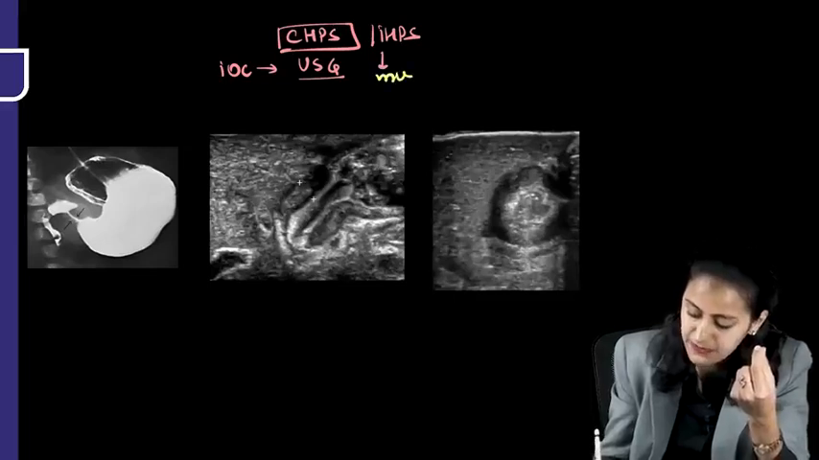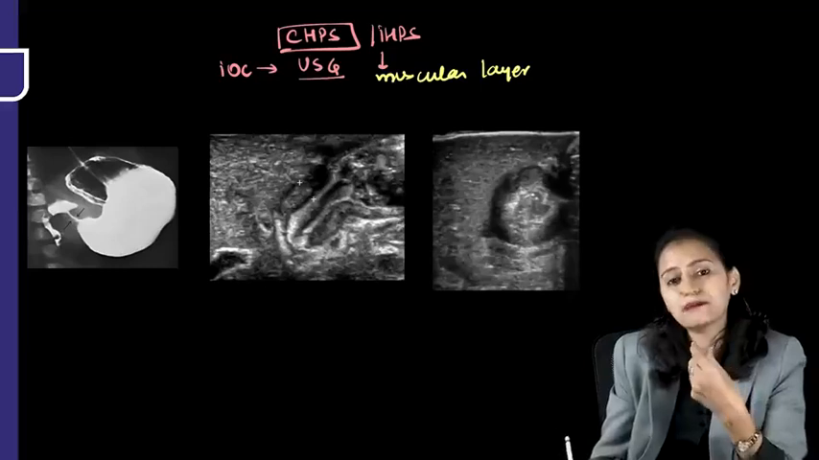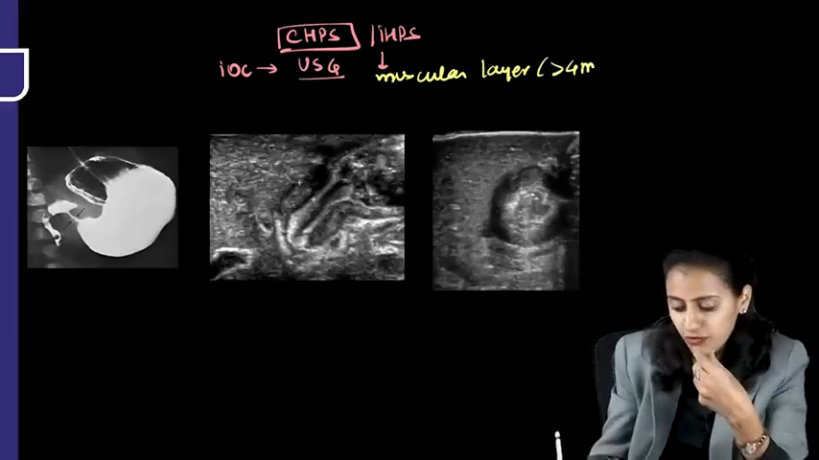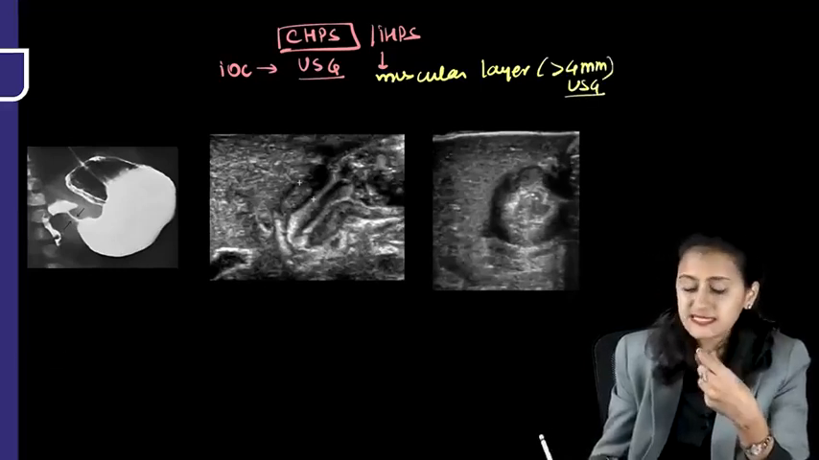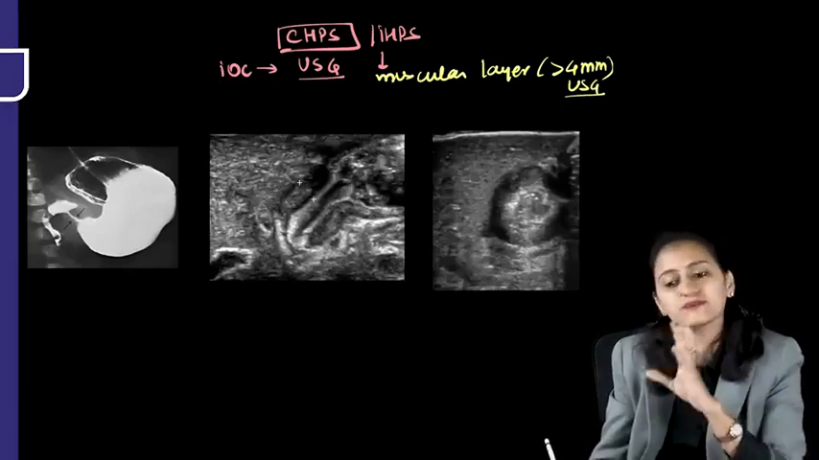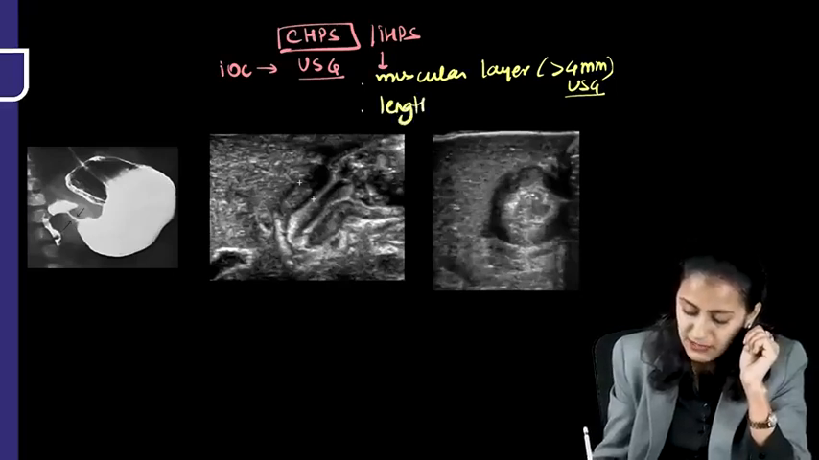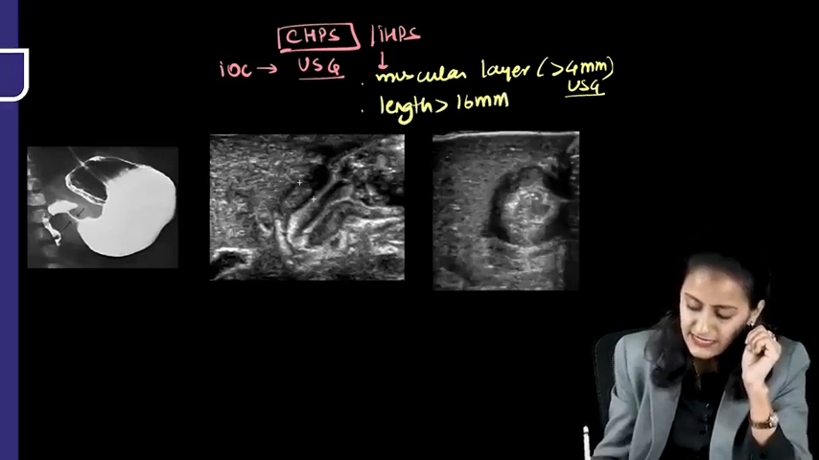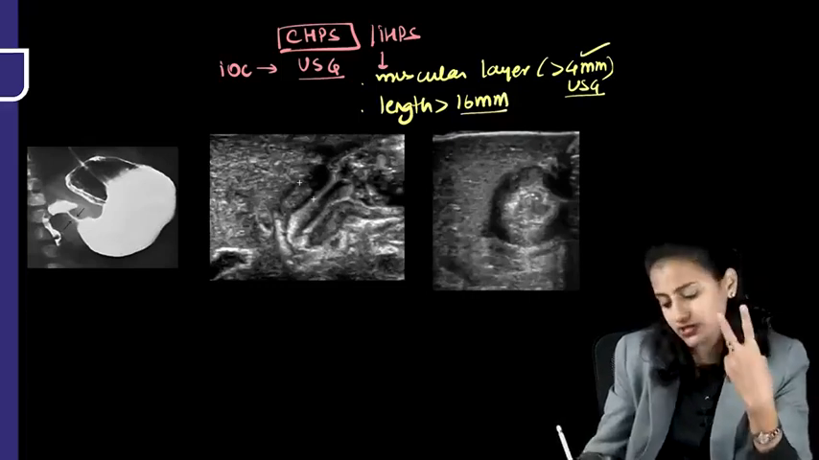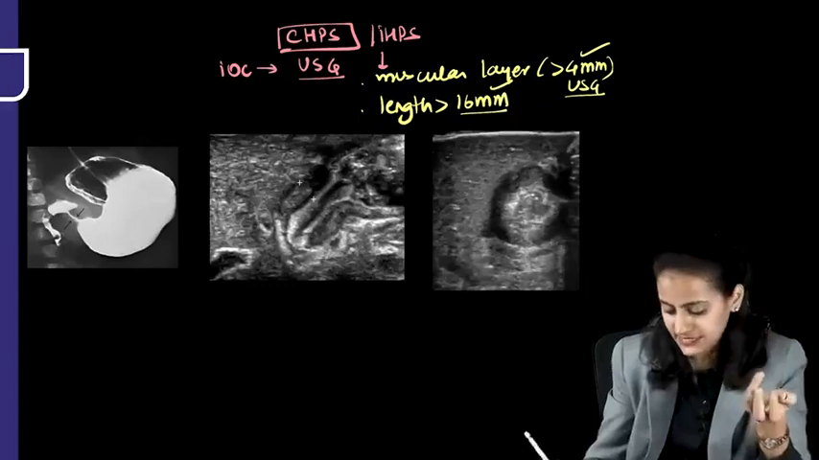Hypertrophy of what? The muscular layer of the pylorus. How do we prove that? By measuring the thickness more than 4 millimeters. This thickness can be measured on ultrasound without any radiation, and that's why it's the investigation of choice. So the pylorus is thickened, and the pylorus is long, more than 16 mm. So remember, thickness more than 4, length more than 16. So 4 and 4 square, 16.